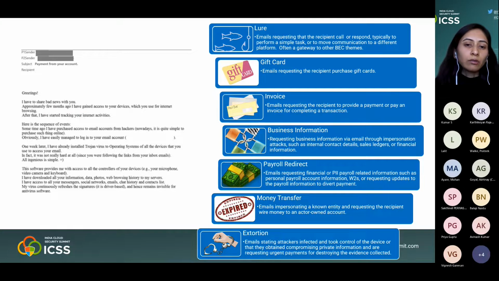And then one more category we've seen is extortion. These are mainly blackmail-type emails. They generally try to threaten the recipient, saying, I've collected some of your information, either I've taken control of your device or your internet activities, or obtained compromised private information. They basically say that if you don't make urgent payments to me, I will not destroy the evidence, and I can cause damage or harm to you or your business.